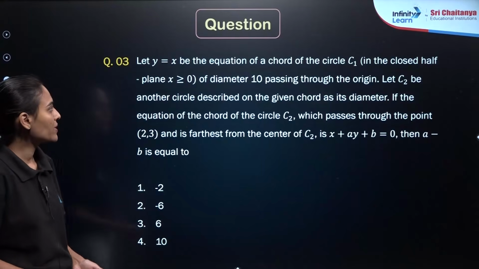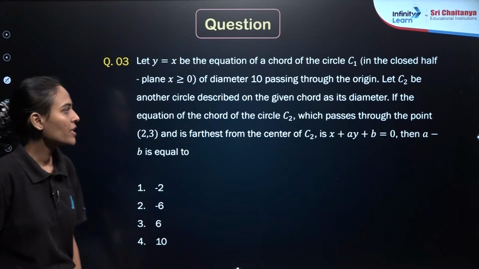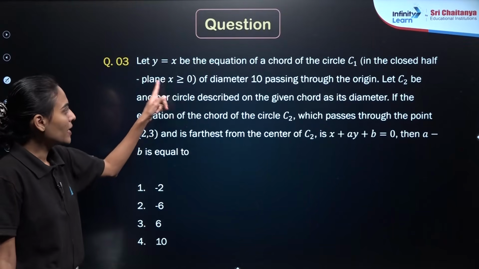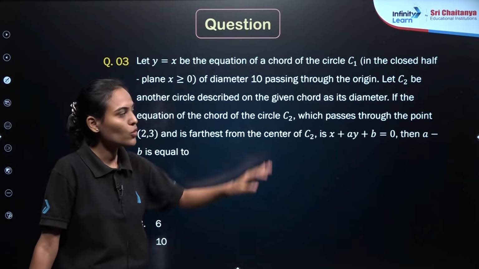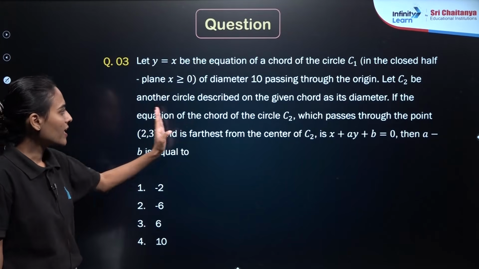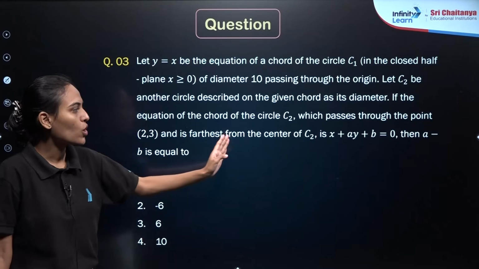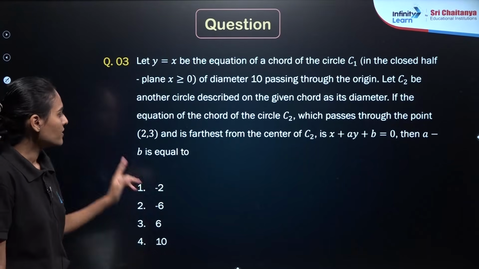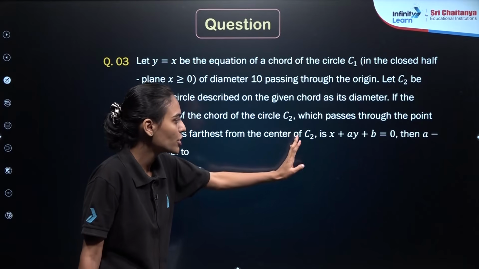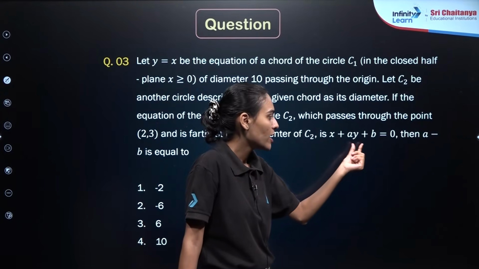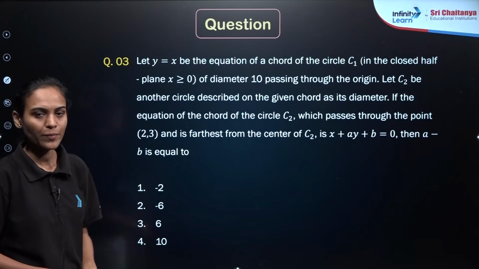So here they have given y equal to x as the equation of a chord of circle C1 in the closed half plane given by x greater than or equal to 0, of diameter 10 passing through origin. Let C2 be another circle described on the given chord as its diameter. If the equation of the chord of the circle C2 passes through the point (2, 3) and is farthest from the center of C2 is x plus ay plus b equal to 0, then they are asking what is the possible value of a minus b.